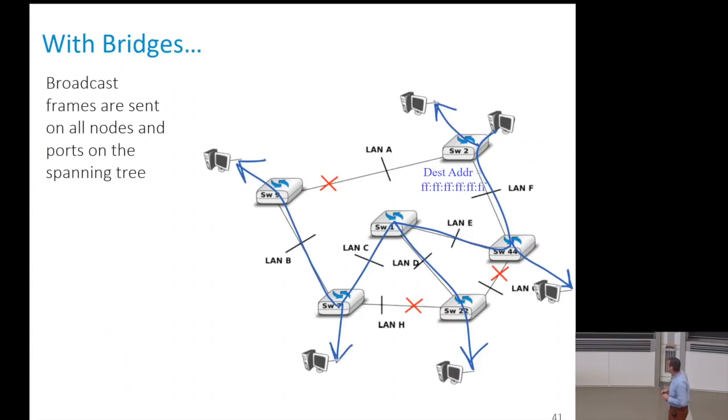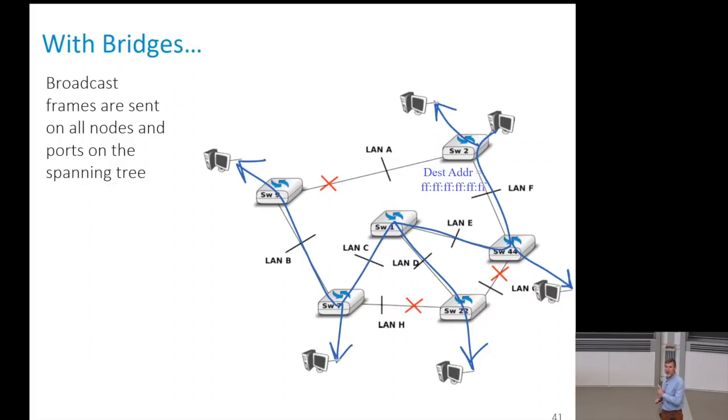If you have bridges, broadcast frames are sent along the spanning tree. So if one frame is sent, for example, from this node here, it will be sent to all nodes along the spanning tree, to all ports along the spanning tree. There is a cost of being broadcast. You flood all the network here.